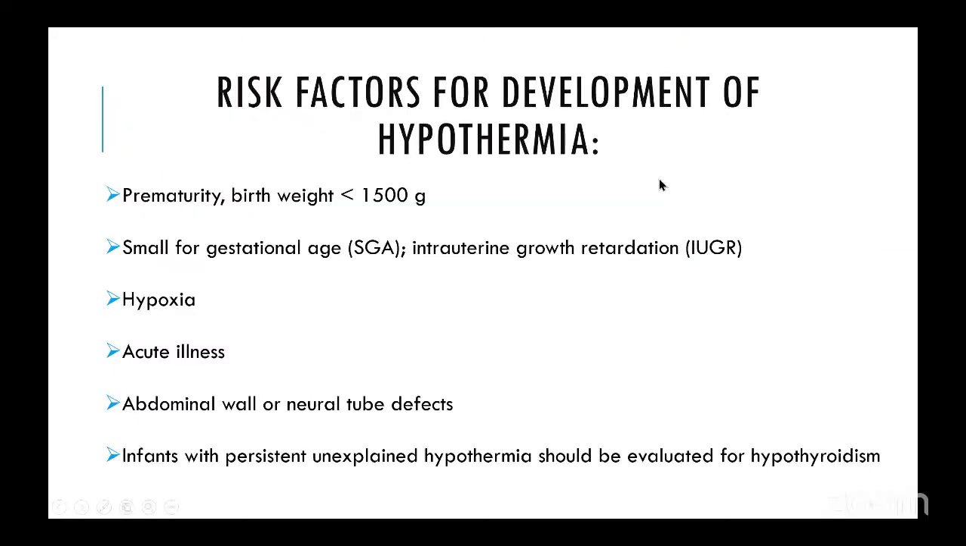So who is at risk for developing hypothermia? As I said, preterm babies, especially those with a birth weight of less than 1,500 grams, small for gestational age. In case of hypoxemia, acute illness, abdominal wall or neural tube defects, like omphalocele, those sort of things can cause lots of heat loss. And infants with persistent and unexplained hypothermia should also be evaluated for hypothyroidism.